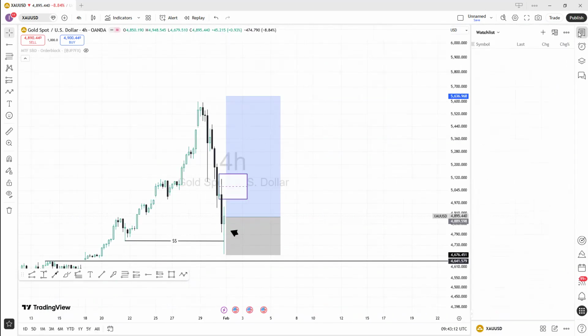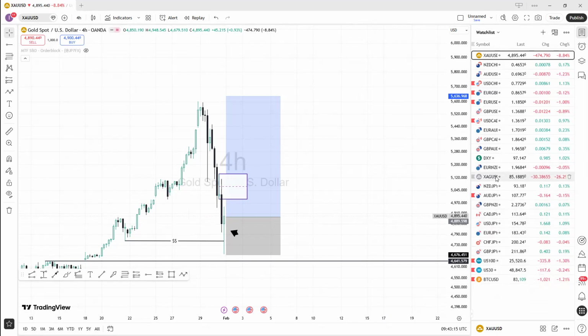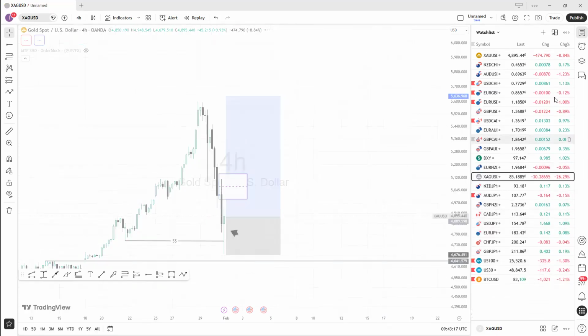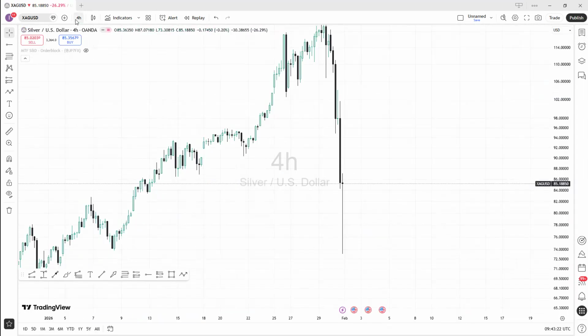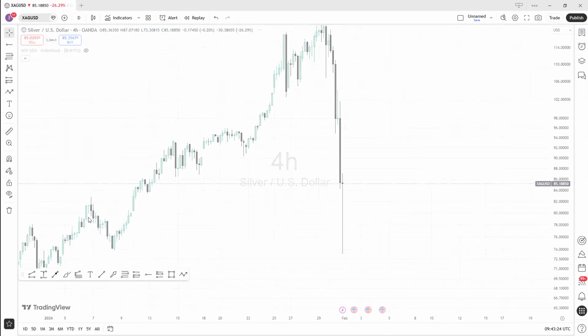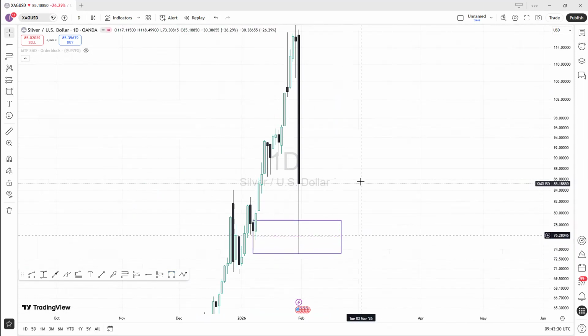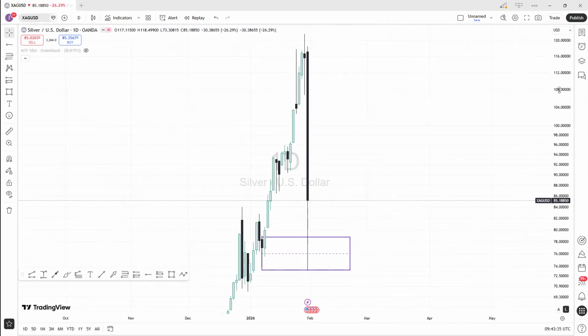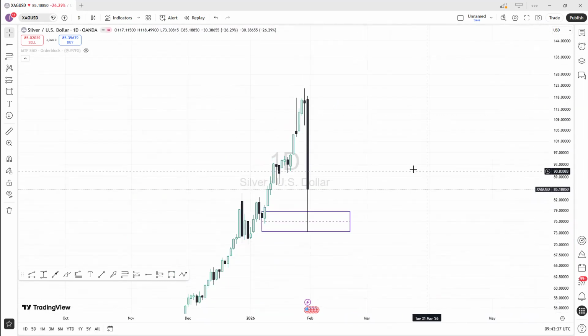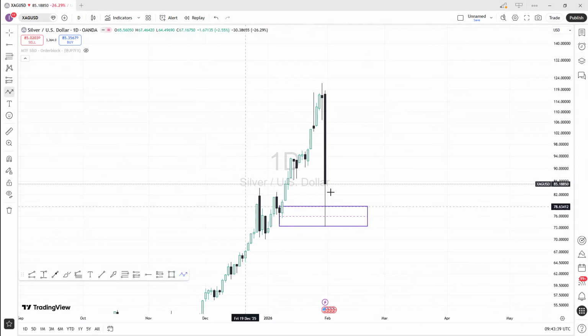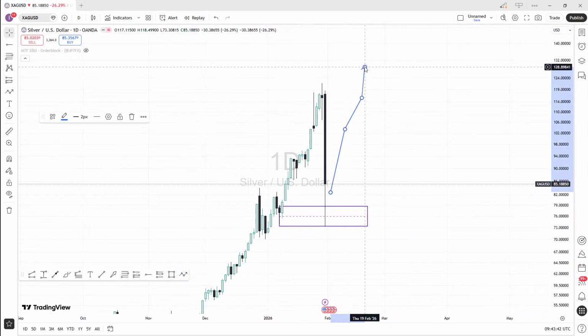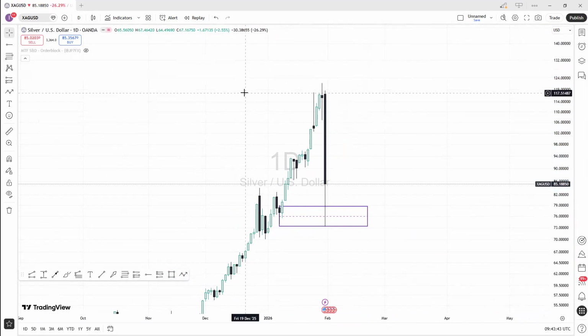Silver, what is going on with silver? Let's see silver here on the daily time frame. On the daily time frame, you can see silver reacted on an extreme demand zone here. So if it reacted from there, expect a continuation of the upward trend.